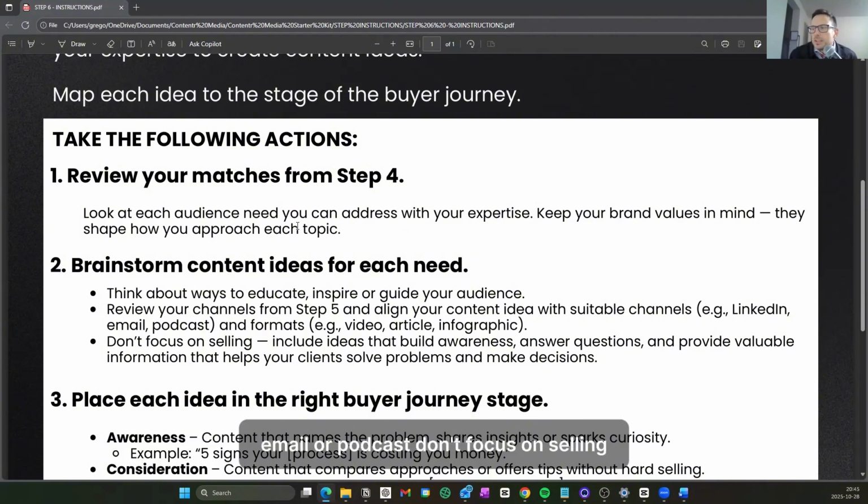Don't focus on selling. This is incredibly important. Include ideas that build awareness, answer questions, and provide valuable information that helps your clients solve problems and make decisions. Make sure your content adds value. This isn't about the hard sell. This is about building trust and building your brand and building your reputation.